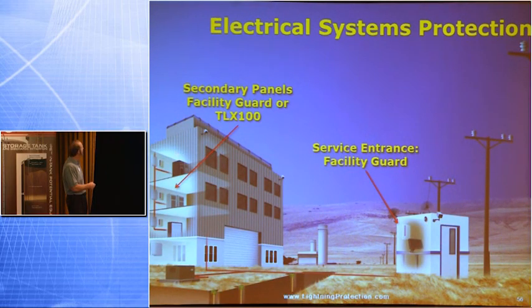But you can see here we're saying, okay, hey, we prevented against a direct strike. We have a dissipation array on our building here. But we also have to make sure we isolate the distribution panel, and maybe we'll use our TLX100 for a distribution panel. At the main entrance, we may want to use a facility guard.